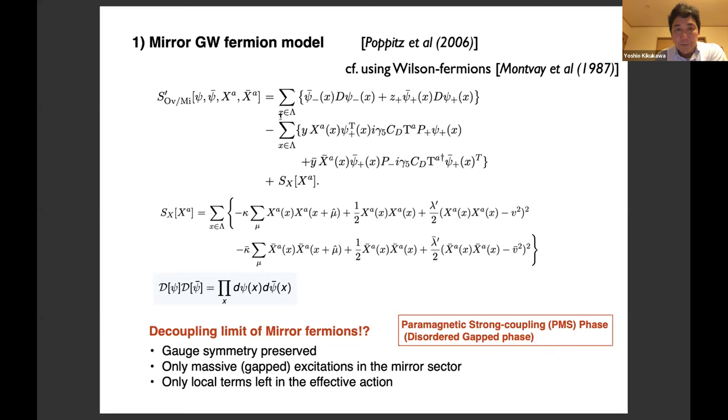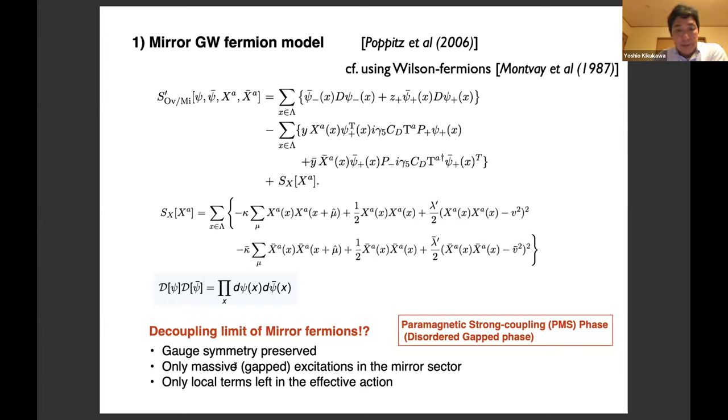One may try to decouple the light-handed field, or one may try to decouple the mirror fermions. For this, gauge symmetry must be preserved, and the only gapped excitations should be in the mirror sector. We should have only massive excitations, and only local terms in terms of the gauge field left in the effective action. Okay.